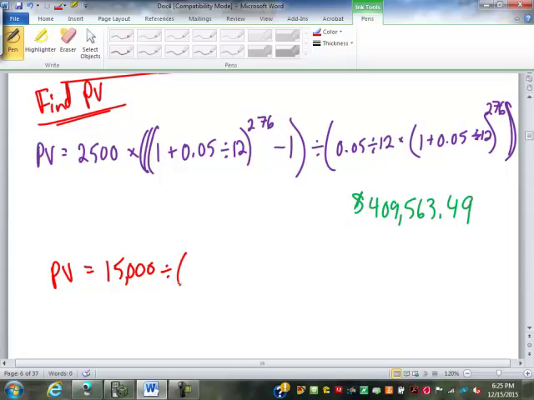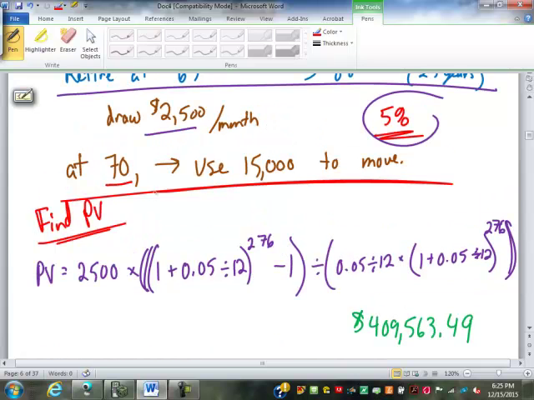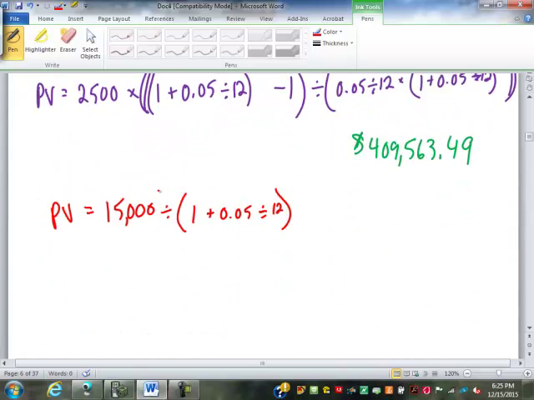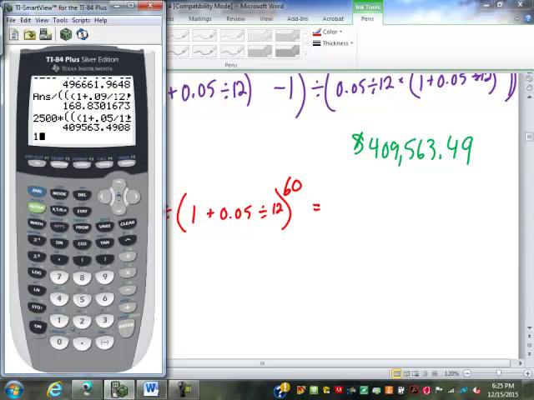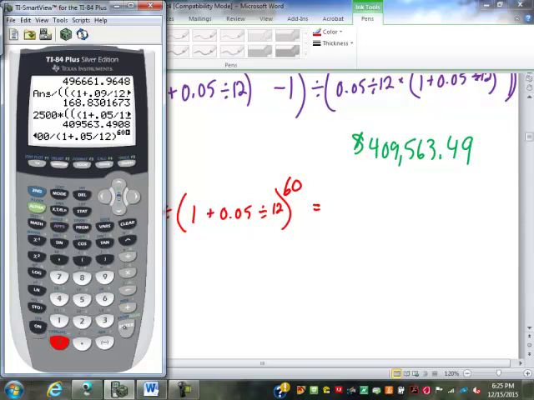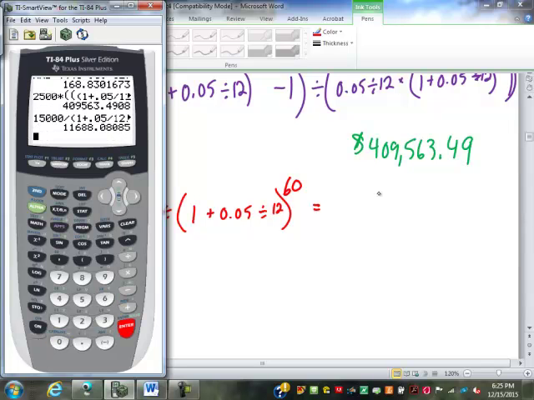So 15,000 divided by 1 plus 0.05 divided by 12 because it is per month. And that is 5 years from 65 to 70. So how many months? 60 months. So 15,000 divided by 1 plus 0.05 divided by 12, power of 60. So that's 11,688.08.